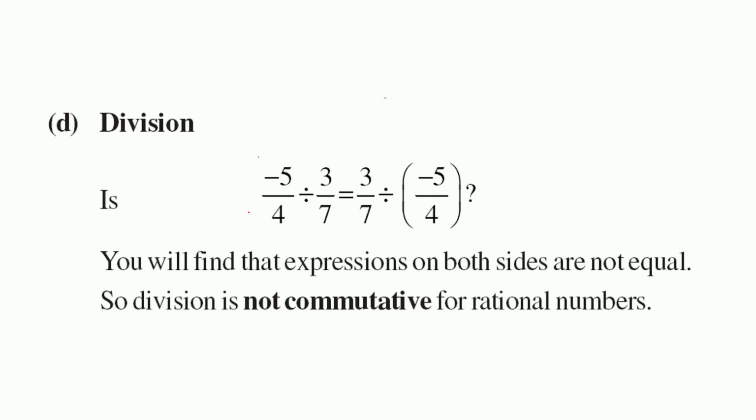When we divide two numbers, see, this divided by this is not equal to this one divided by this, as you see here. So the expressions on both sides are unequal. So that is why division is not commutative for rational numbers.